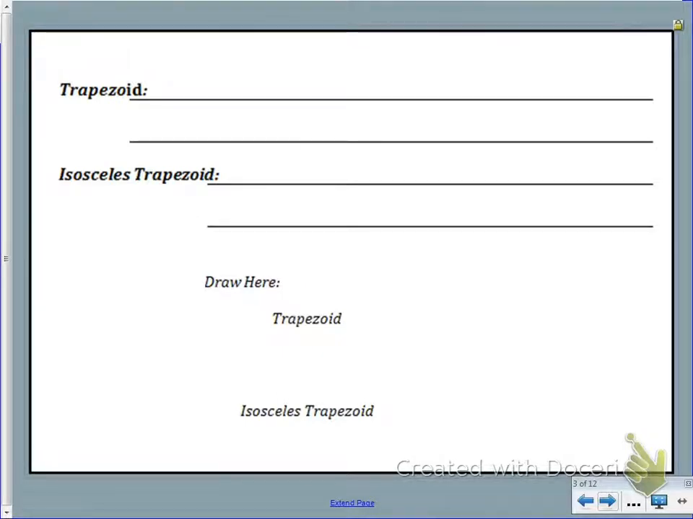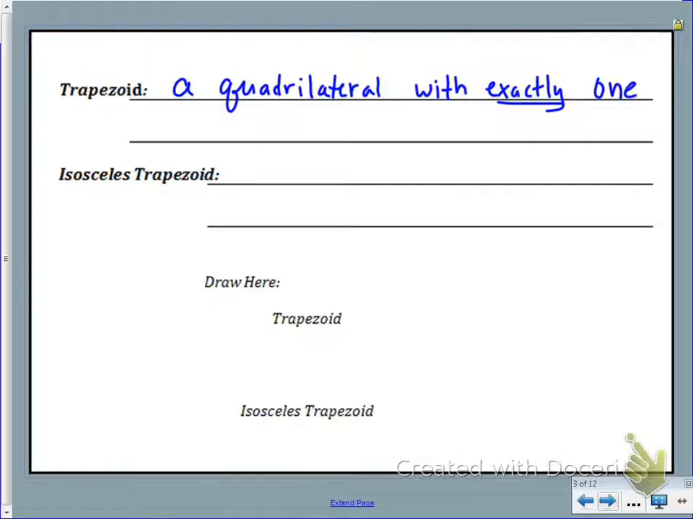So let's start talking about our trapezoid definition. A trapezoid is simply a quadrilateral with exactly one pair of parallel sides. So we're still dealing with a four-sided figure, but this is not an example of a parallelogram because this is exactly one pair of opposite sides parallel, where a parallelogram would require two pairs of opposite sides parallel.